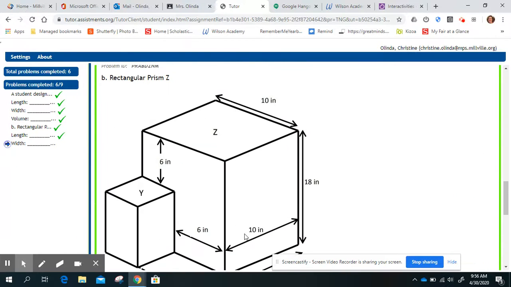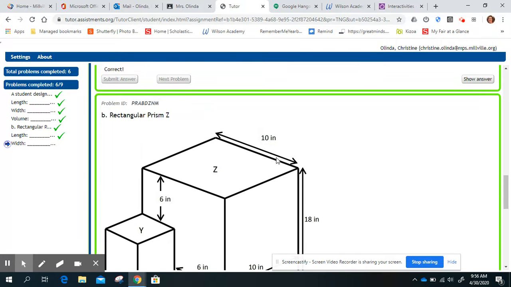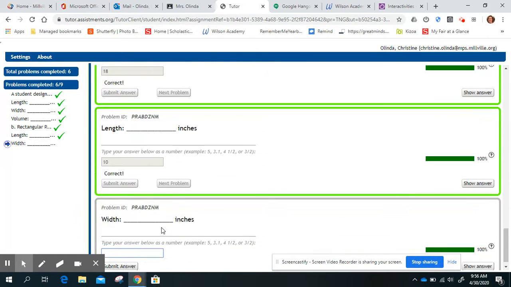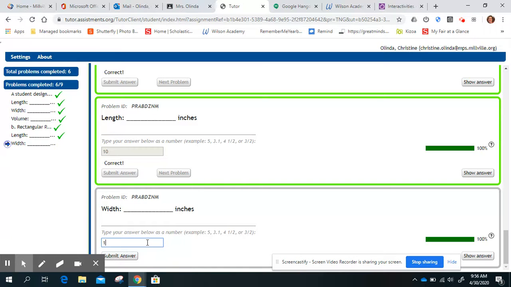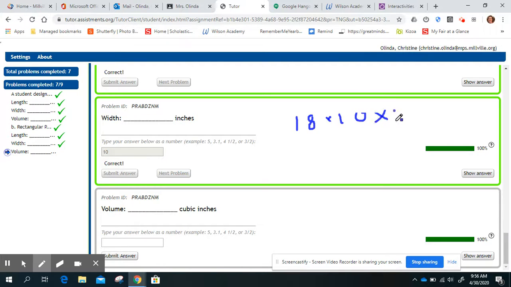Now the width, how wide is it? And that would be from here to here, but I know that because it's at the top, it's 10 again. So this one was a lot easier because all of the answers were already there on the page for me. And now I have to find the volume, which was 18 times 10 times 10. Well, I know volume is length times width times height.